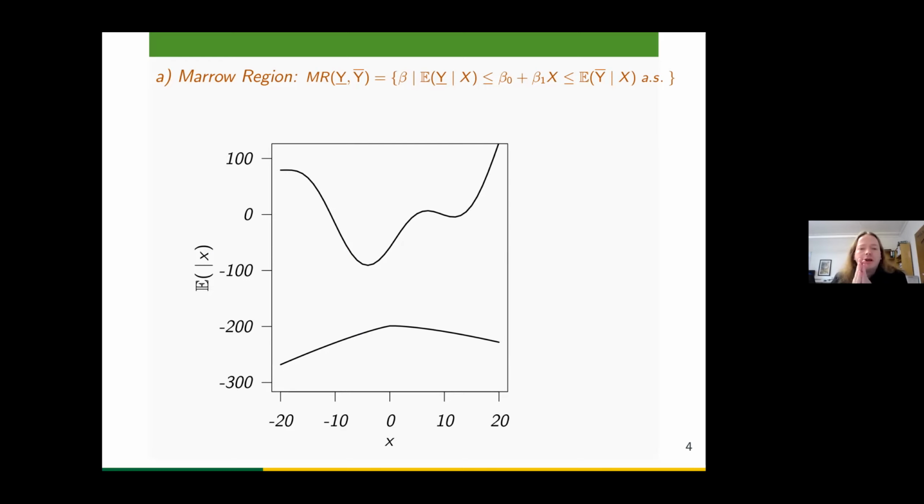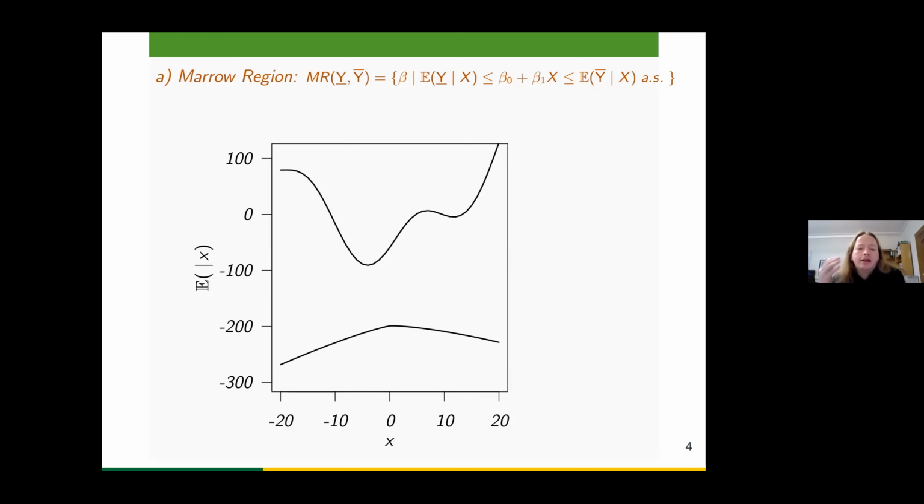First, let's assume that we have an infinite amount of data. Then we can, for example, compute or estimate conditional expectations arbitrarily exactly. Here I try to illustrate a situation where I have on the x-axis the covariate x, and on the y-axis the conditional expectation of y given x. Because y is not observed, we do not know the conditional expectation of y given x, but we observe the bounds y lower and y upper, and therefore we can compute the conditional expectations of y lower and y upper given x. This is illustrated here with this upper line for the conditional expectation of y upper, and here the conditional expectation of y lower given x.